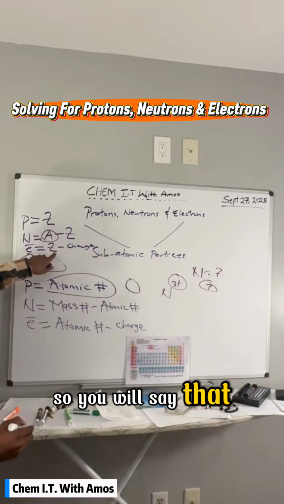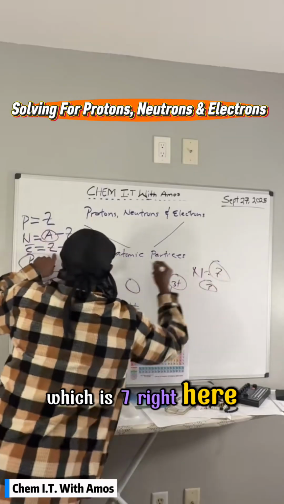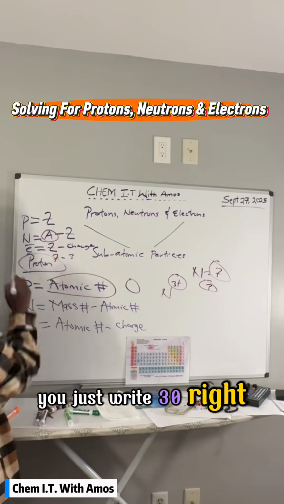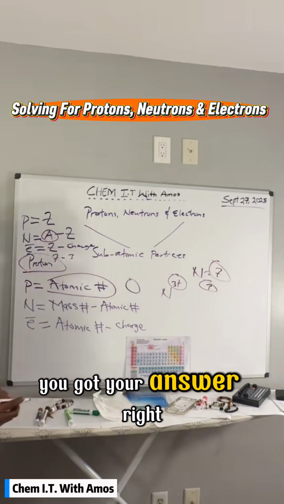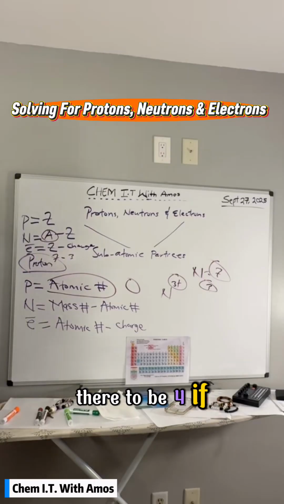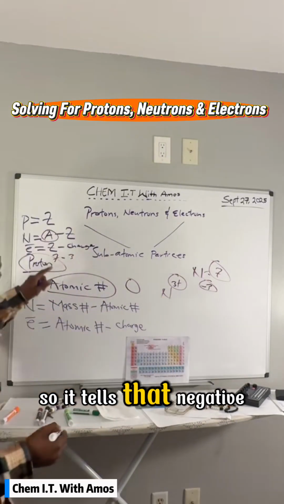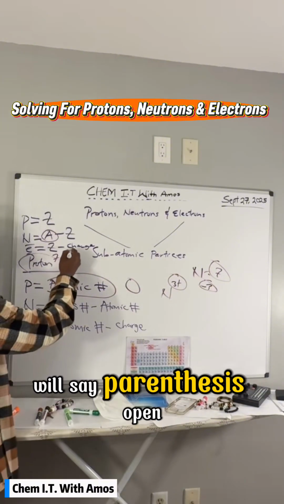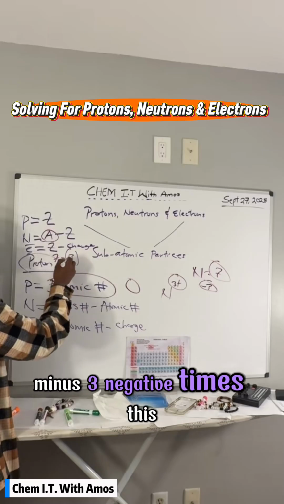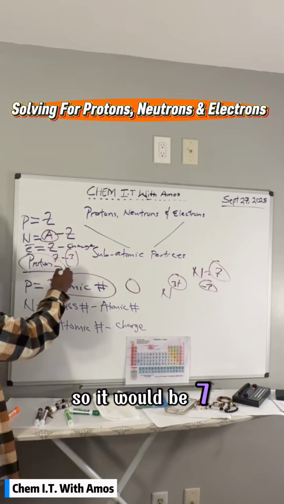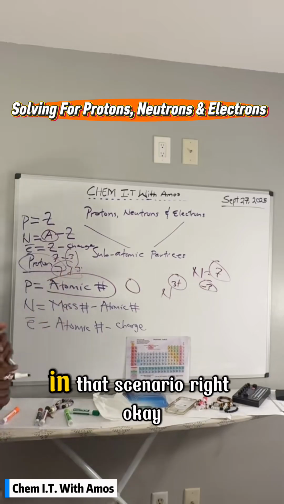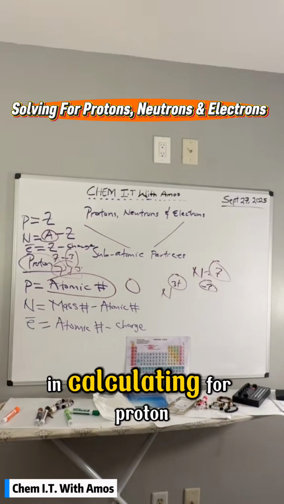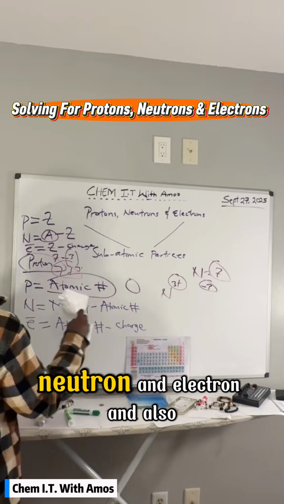So you would say that there is the atomic number, which is 7 right here. You're going to say 7 minus the charge. What is the charge? It is positive 3. You just write 3 right here. So you minus this, you got your answer right there to be 4. If the charge was negative 3, negative times negative gives you what? Positive. So you will say 7 minus open parenthesis negative 3, and negative times negative gives you positive. So it would be 7 plus 3 gives you 10 in that scenario, right? Okay, so we can move forward in calculating for proton, neutron, and electron.